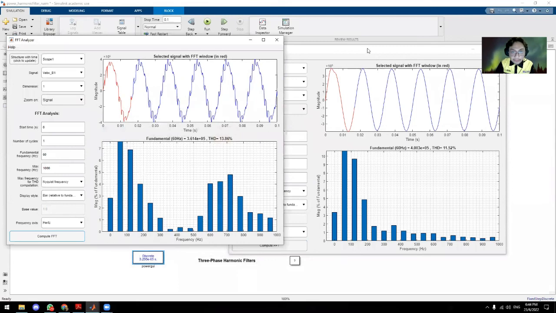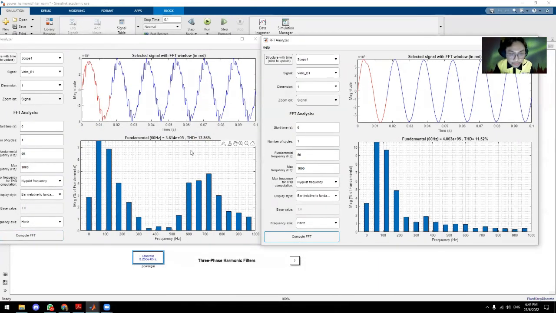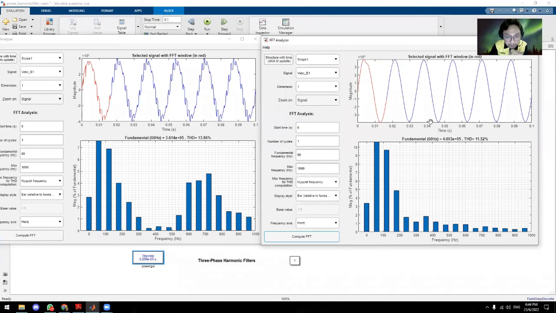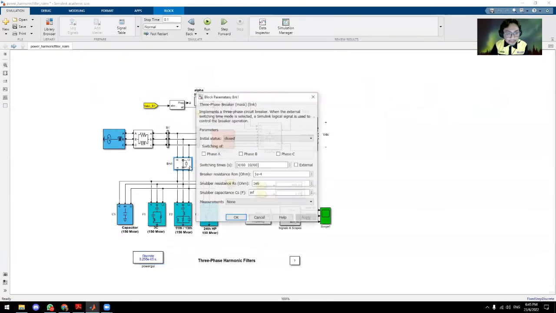As you can see, in this FFT signal, this is the initial result without filters, and this is the final result for the simulation. So as you can see, the THD in this simulation decreases after applying the filters, from 13.6% to 11.50%.